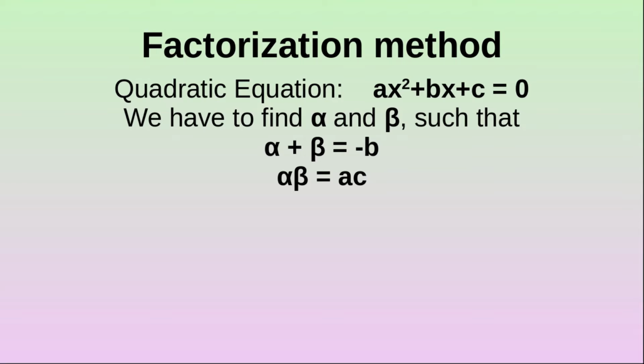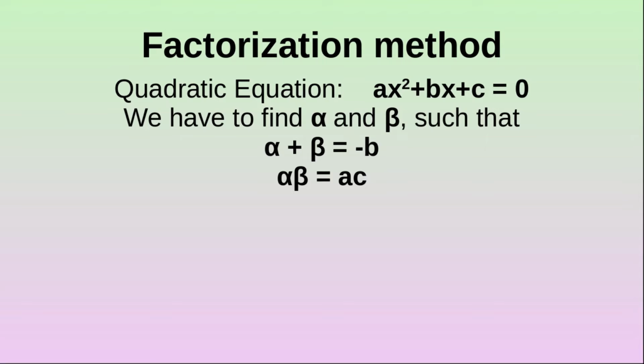So basically what we have to do is we have to guess alpha and beta such that alpha plus beta is equal to minus b and alpha into beta is equal to ac. So basically it's a trial and error method where we have to guess the values of alpha and beta, and then we will be putting those values of alpha and beta in the relations alpha plus beta is equal to minus b and alpha into beta is equal to ac, and see whether our guessed values of alpha and beta are verifying the relations or not. If they verify, then those values of alpha and beta are the roots of the quadratic equation.